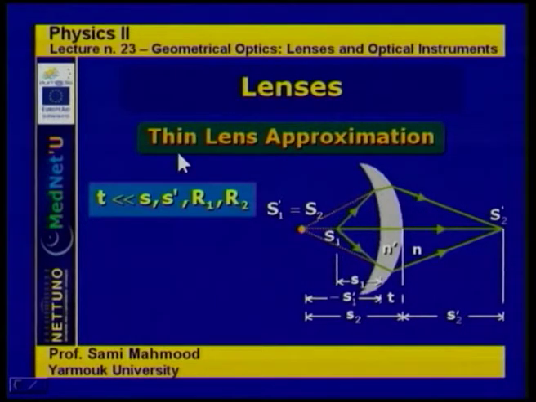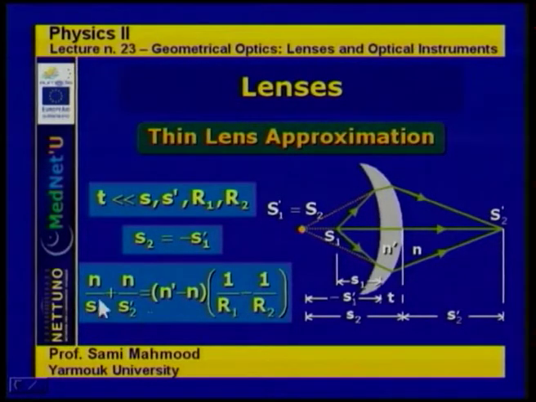Now, taking into consideration the thin lens approximation that we talked about, the thickness of the lens is much smaller than all these distances, s and s prime and R1 and R2. And thus, we conclude with this approximation that s2, the object distance with respect to the second surface, should be equal to minus s1 prime, if we ignore t, the thickness of the lens. This is because s1 prime is negative and s2 is positive. So minus s1 prime is equal to s2. And putting these things together, we get the relation n over s1 plus n over s2 prime is equal to n prime minus n times 1 over R1 minus 1 over R2.